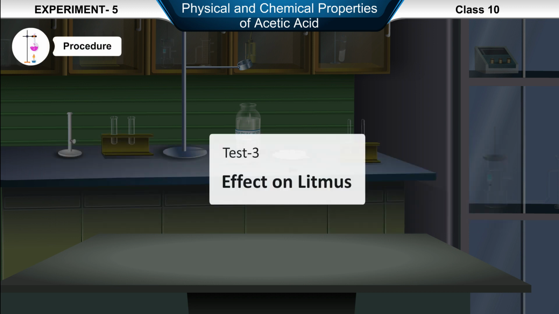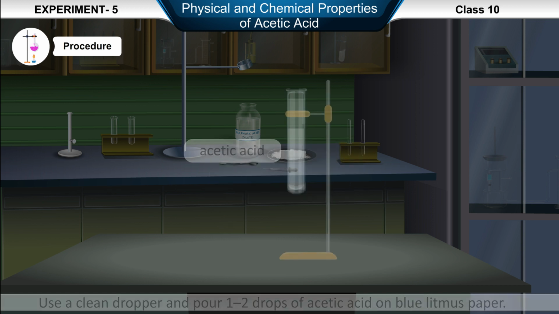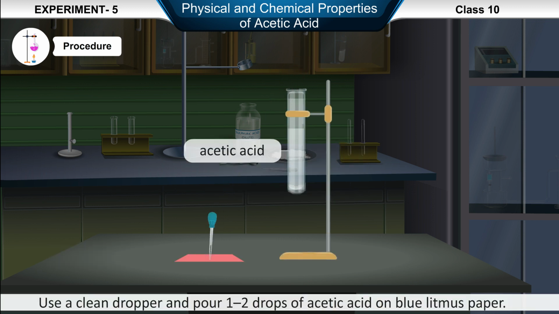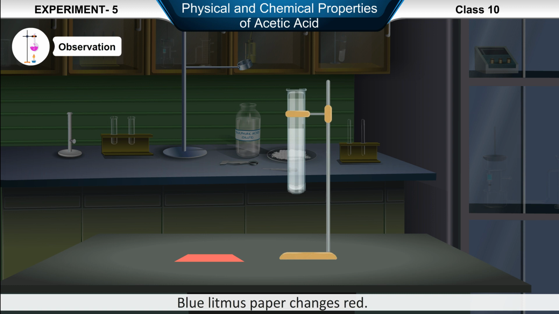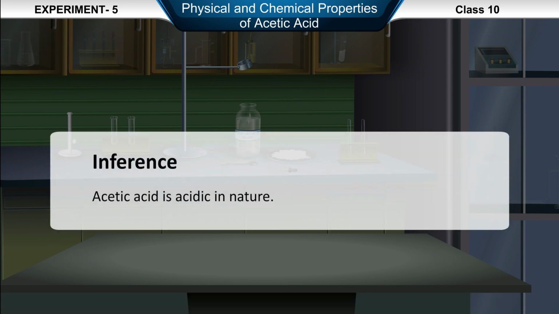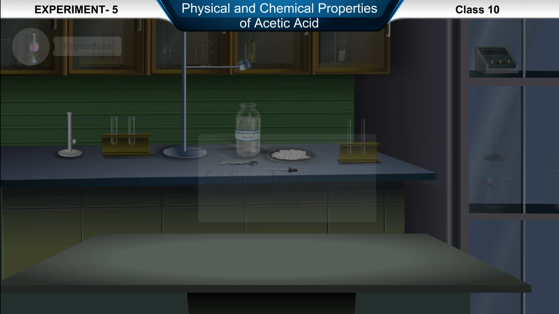Test 3. Effect on litmus. Use a clean dropper and pour 1 to 2 drops of acetic acid on blue litmus paper. Observation. Blue litmus paper changes to red. Inference. Acetic acid is acidic in nature.